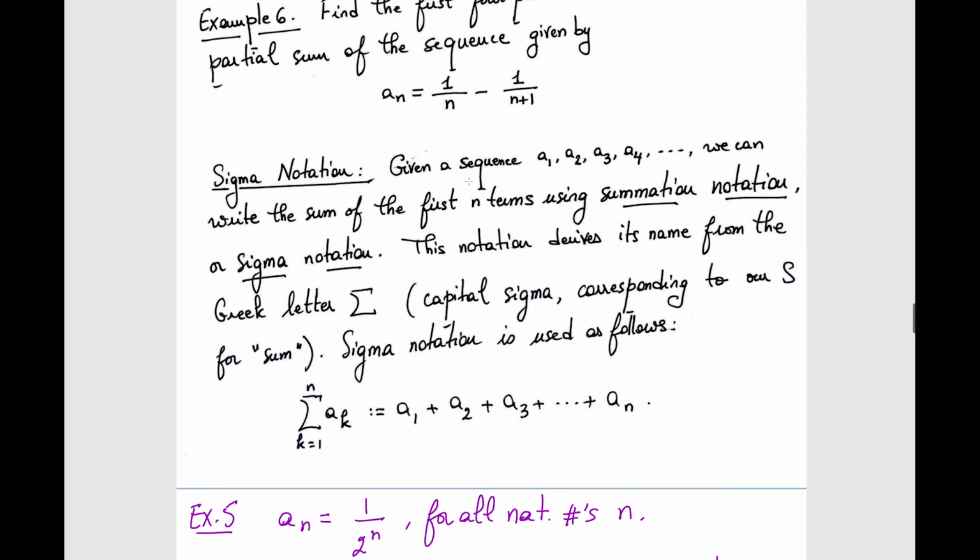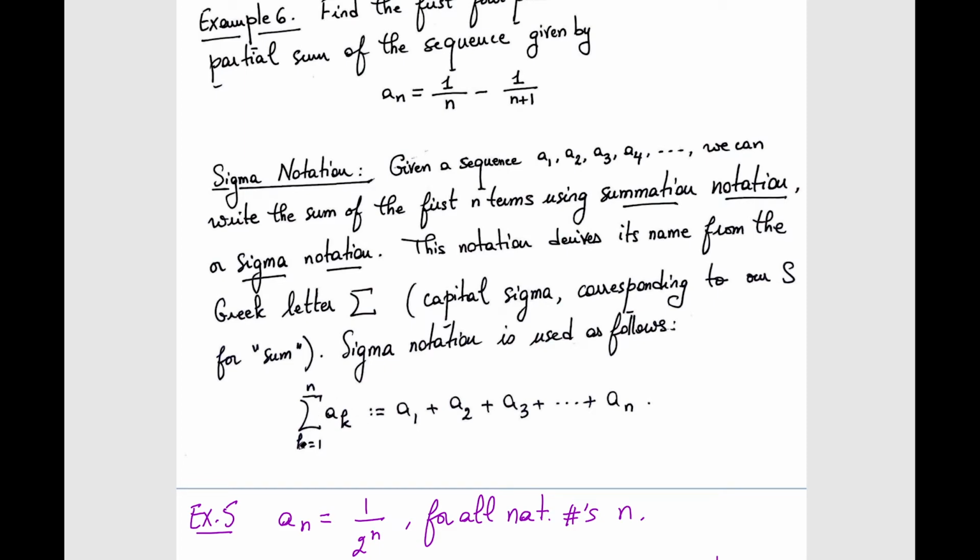What's sigma notation? Given a sequence A1, A2, A3, all the way to AN, we can write the sum of the first n terms. We know that the sum of the first n terms is called the nth partial sum, right? But we can write it using the summation notation, or the sigma notation, using that Greek letter sigma. This is capital sigma, corresponding to our S in English, right? And the sigma notation is used as follows. This is the definition of it, okay?